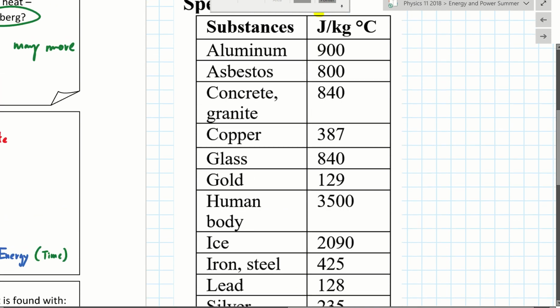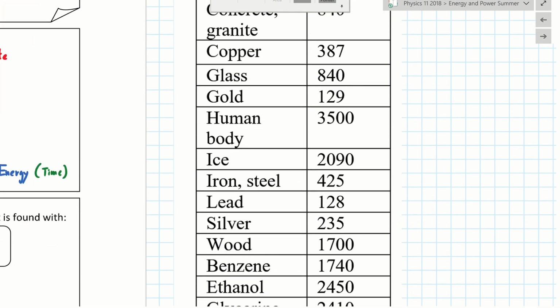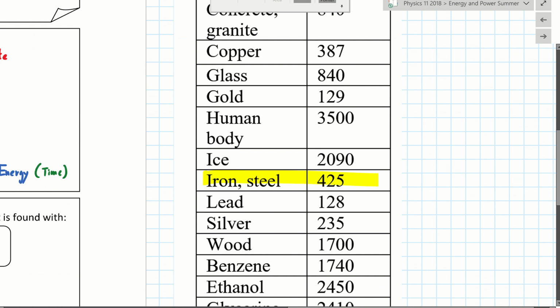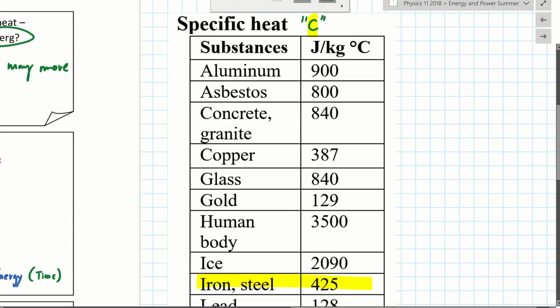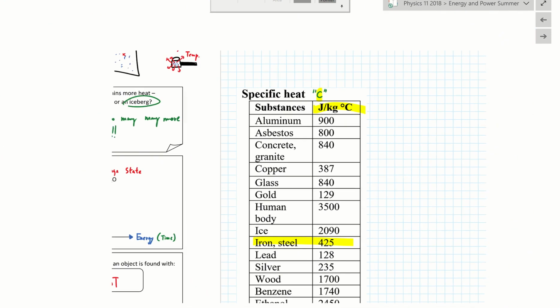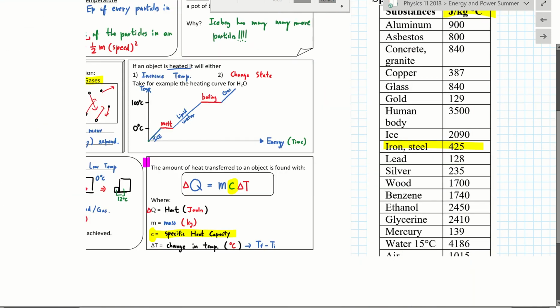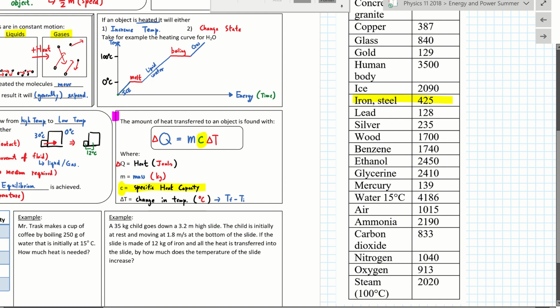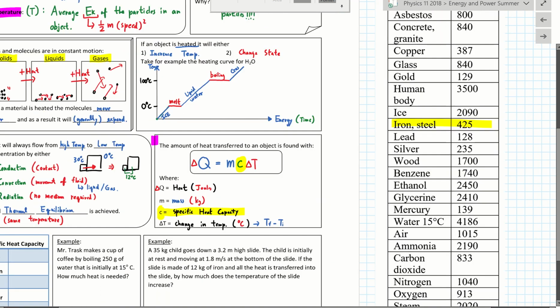For example, if you look at some common items, iron has a specific heat capacity of 425. What is that measured in? That is measured in joules per kilogram degree Celsius. Okay, that unit is just weird, right? So what is that unit doing? What is joules per kilogram degree Celsius?